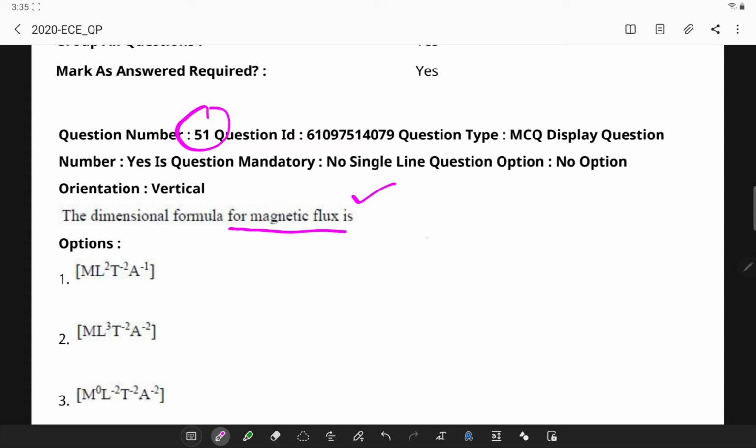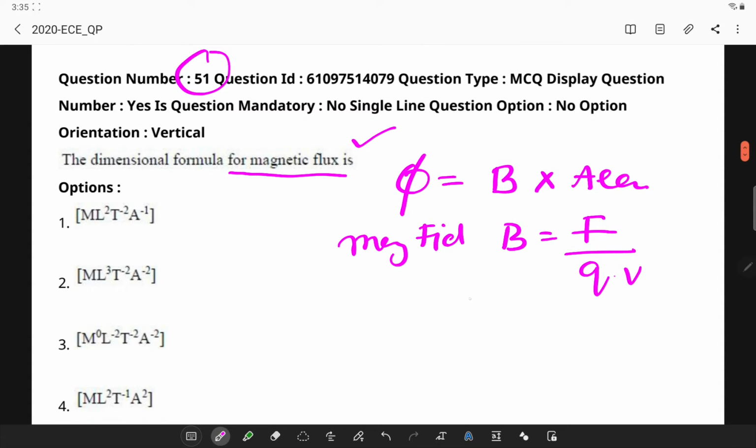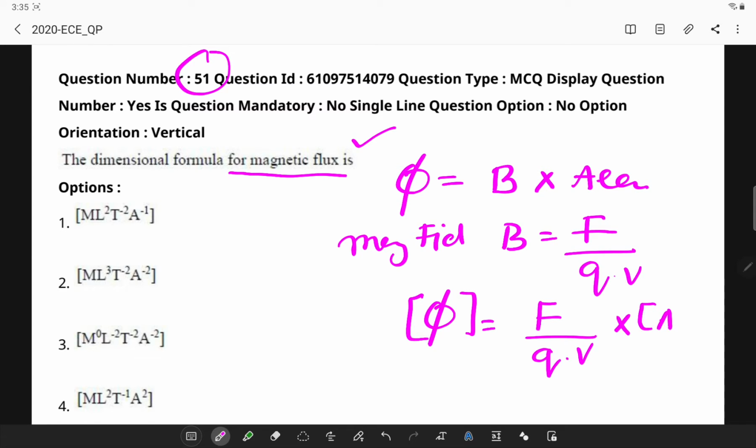What is the formula of magnetic flux? Phi is nothing but magnetic field into area. If you remember, magnetic field B is nothing but F by q into v. So phi can be written simply as force by charge into velocity into area.